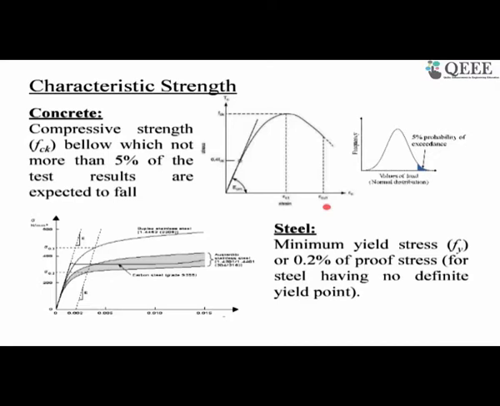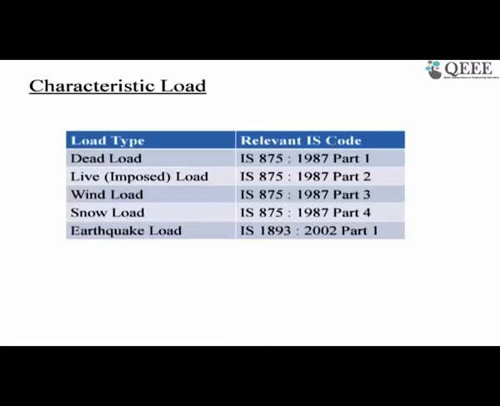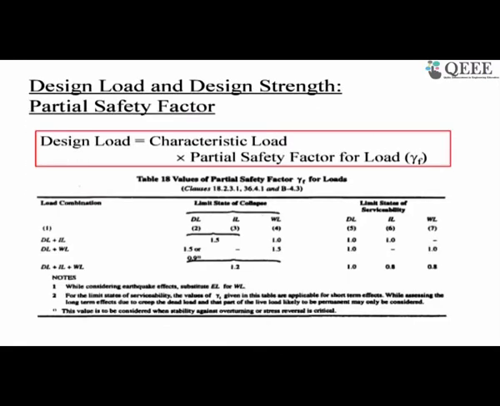You may have some doubt on this slide. If you do, after the end of the lecture, we can come back to this slide and discuss further. So what we have discussed so far is characteristic strength. Now let us discuss two more terms, design load and design strength. For design load, we also introduce a partial safety factor. Design load is characteristic load times the safety factor for load. Why it is called partial safety factor, I'll come to this point.